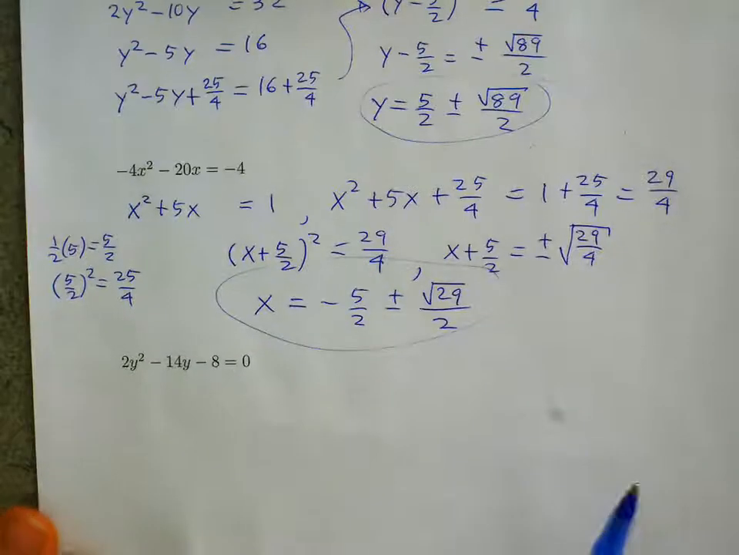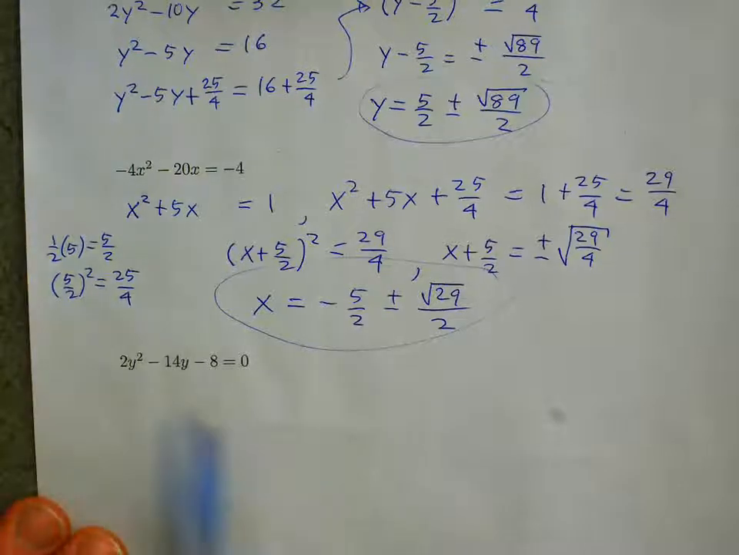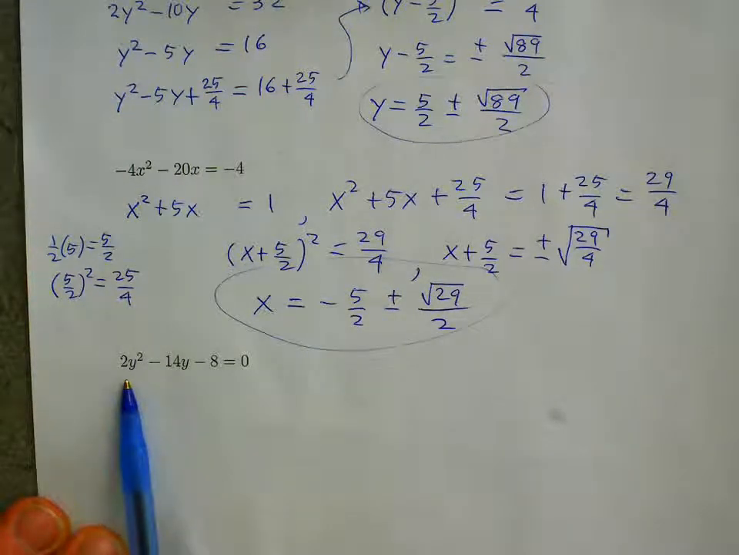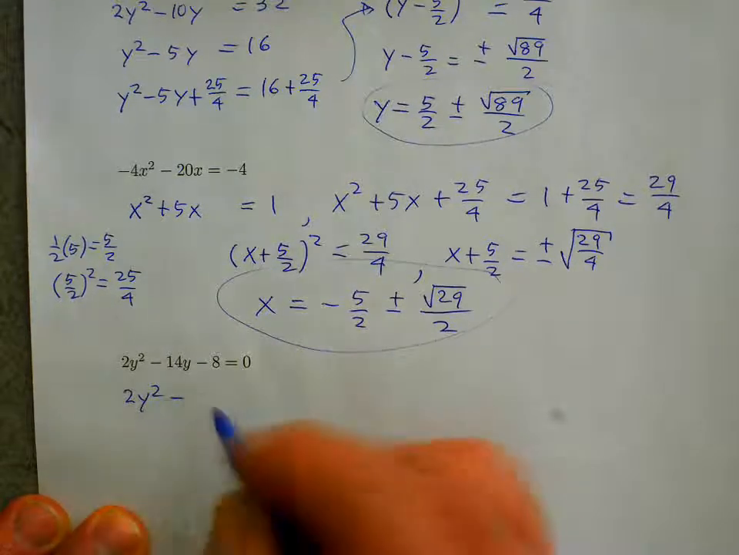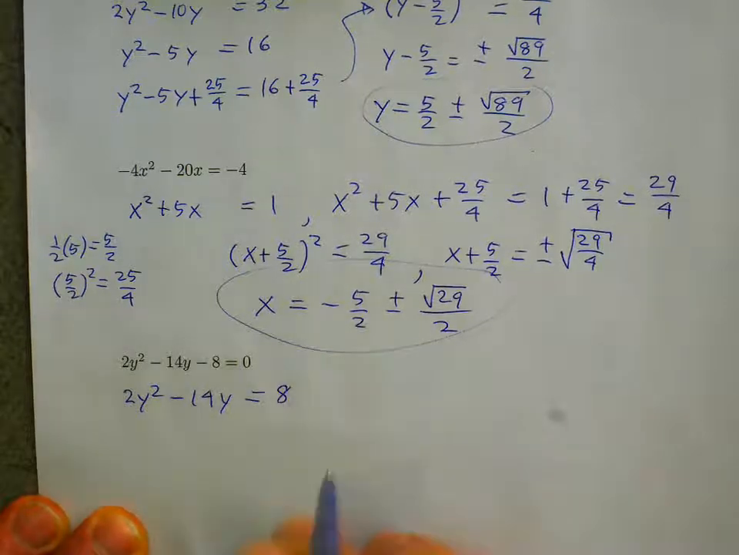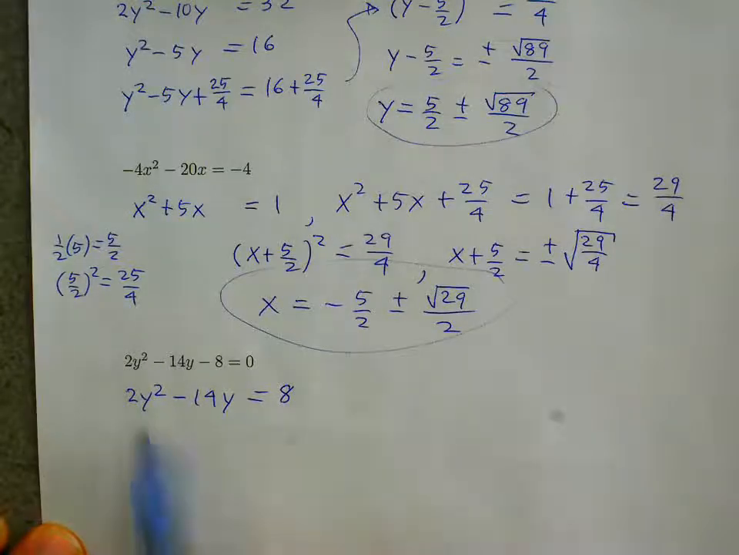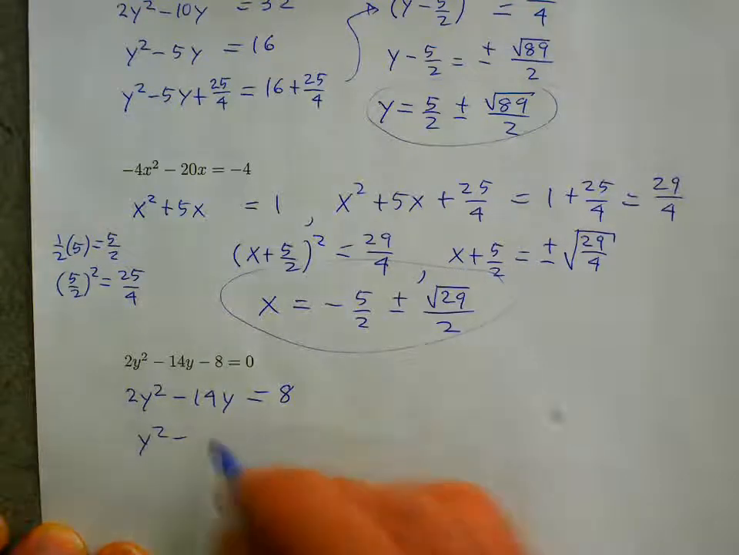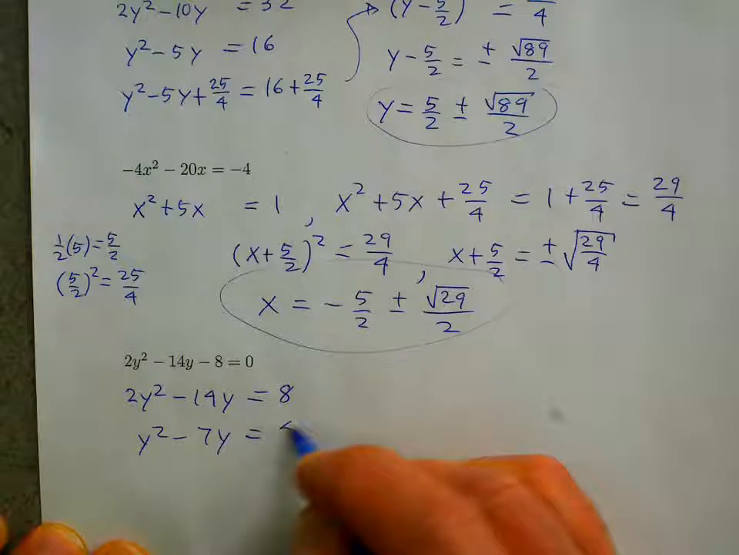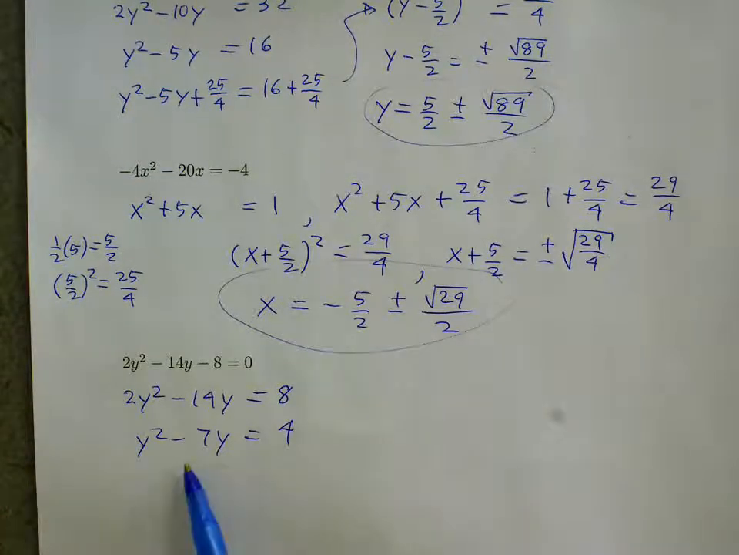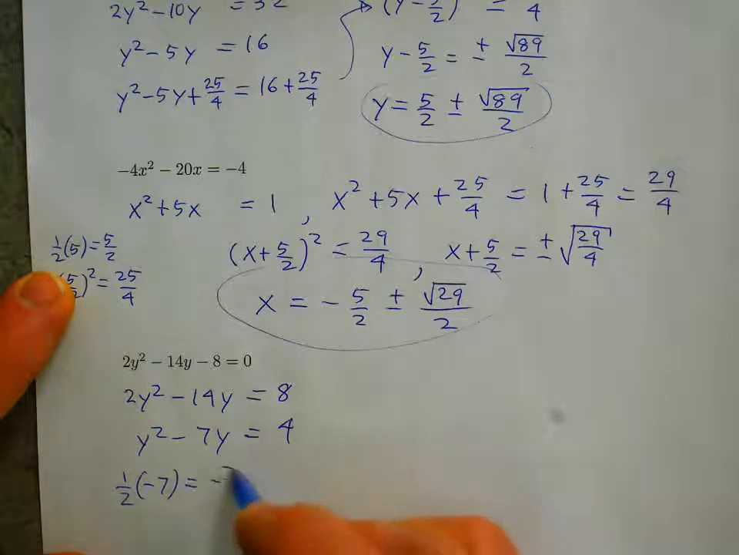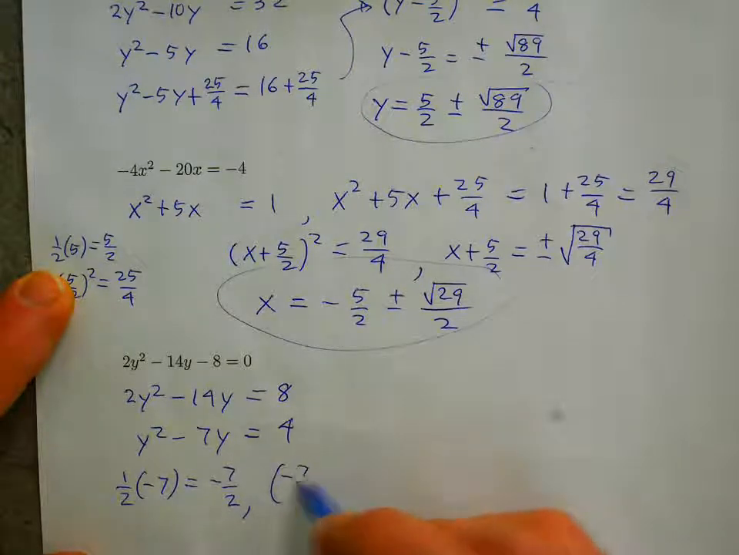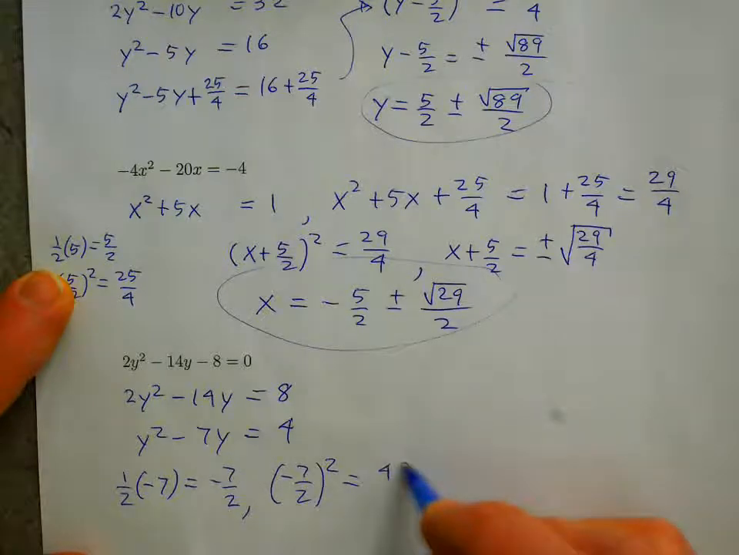Okay, the last problem, we have a little over a minute to finish this one. So add 8 to both sides to start with. 2y to the second minus 14y equals 8. Then divide every term on both sides by 2. We get y squared minus 7y equals 4. Then we complete the square. We take 1/2 of negative 7. So 1/2 of negative 7 is negative 7/2. Then we square negative 7/2 to get 49/4.